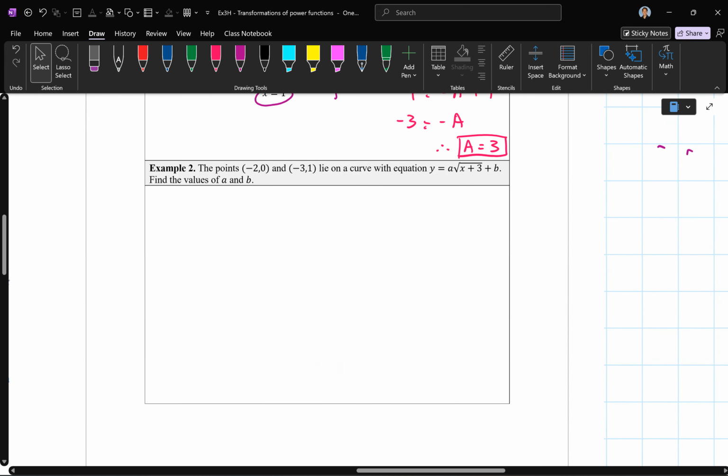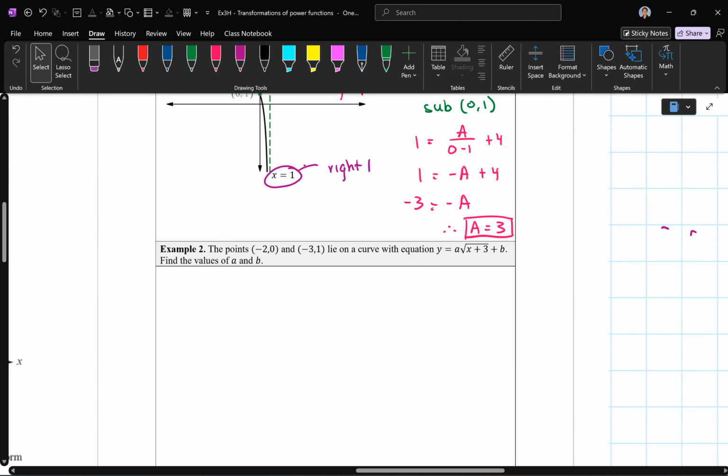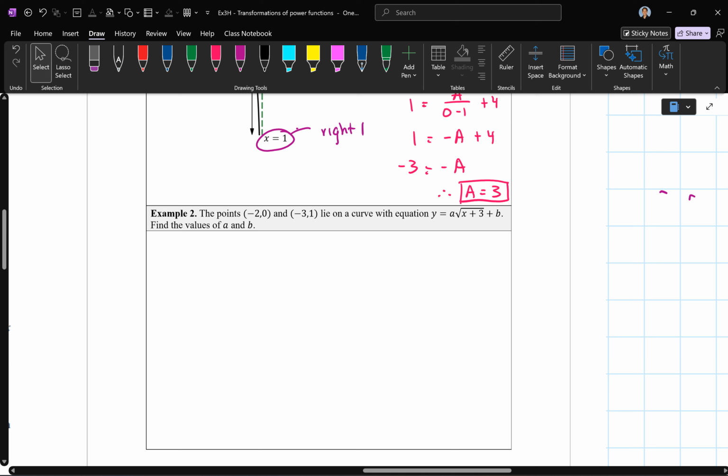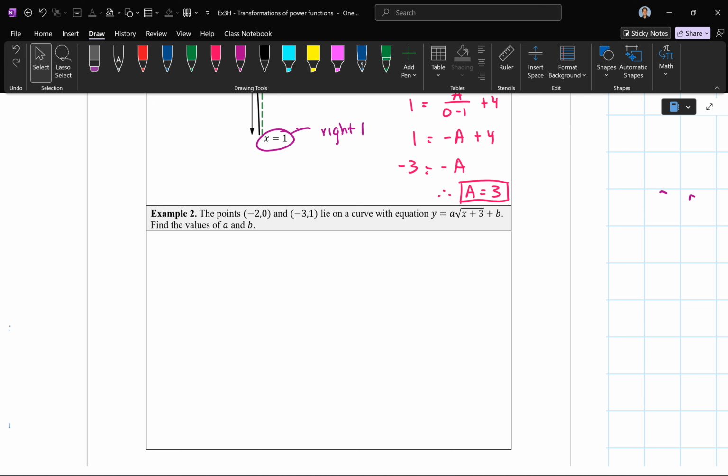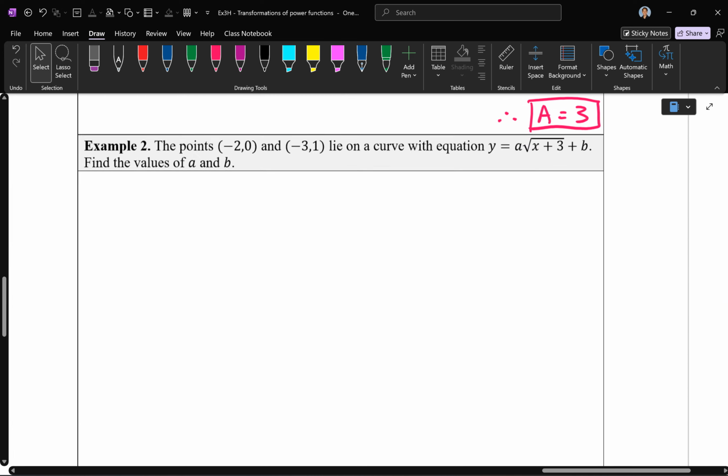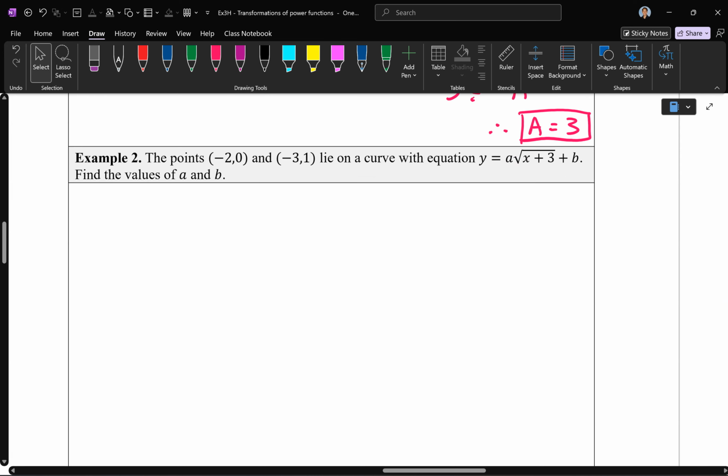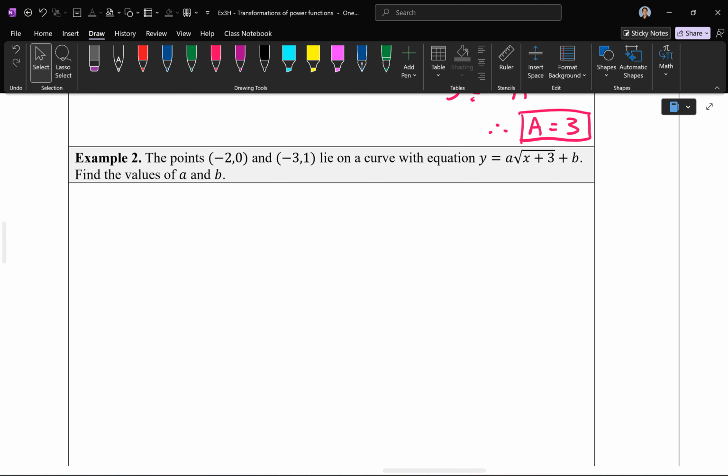Let's have a look at this last example here. Your last example: the points (-2, 0) and (-3, 1) lie on a curve with equation, which is a square root function there. Find the values of A and B. Woo! How do we do this? We don't have a graph. That's a square root function. What are you going to do to begin with? Alex, got a tip?